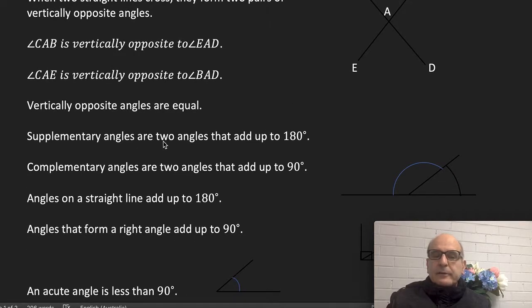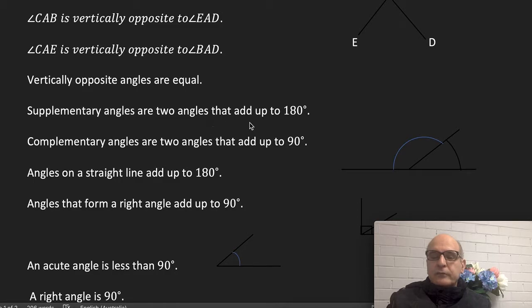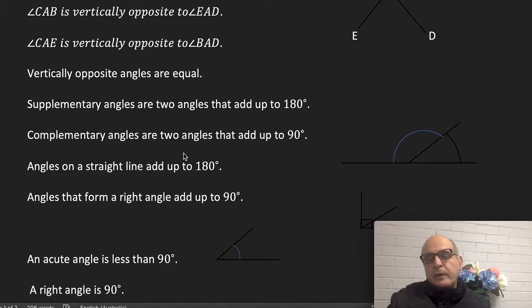Then supplementary angles are two angles that add up to 180 degrees. So for example, if you have 40 degrees and 140 degrees, they are called supplementary angles because they add up to 180 degrees. If two angles add up to 90 degrees, we call them complementary angles. For example, 40 degrees and 50 degrees. Together, they are 90 degrees. They are called complementary angles.